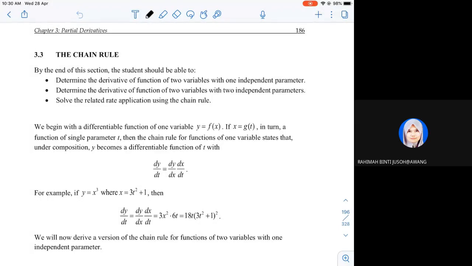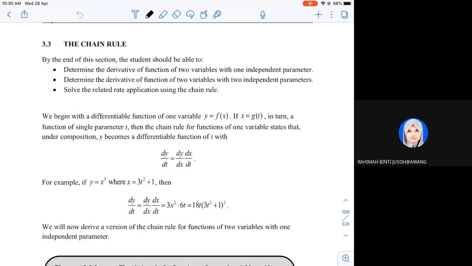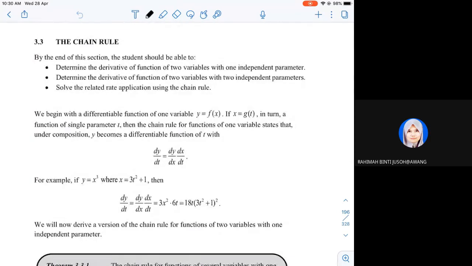Okay, so the chain rule. The chain rule means a function inside another function. Dia macam rantaian lah. Okay. So kita ada satu function yang terdiri daripada dua function berbeza, and then function tu sendiri pun ada function inside dia. Macam tu. Dia orang kata berantai.